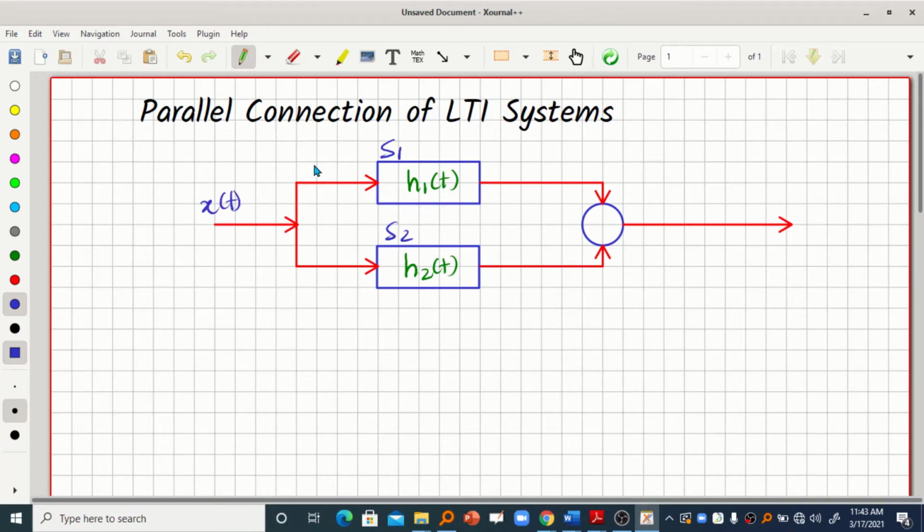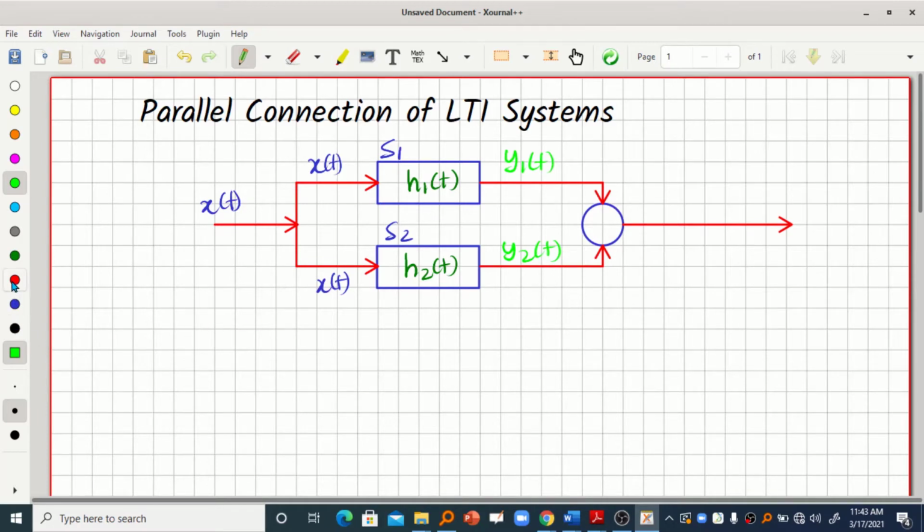What happens to the x of t? It will be split into two in the parallel connection and come here, right? Both of the inputs are x of t here. Now if you give it like that, you will get some output from the first system. So let us call it y1 of t, and this is y2 of t, right? y1 of t and y2 of t.